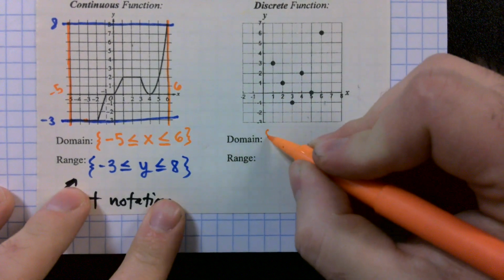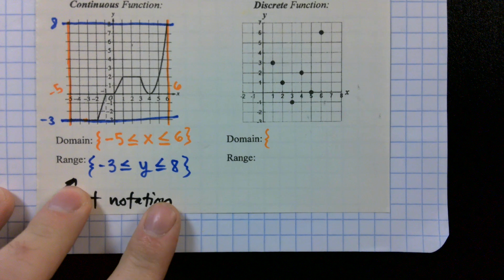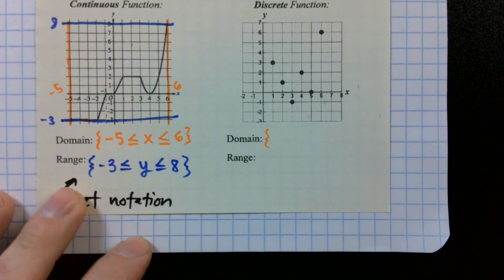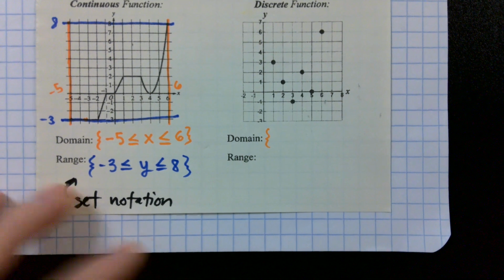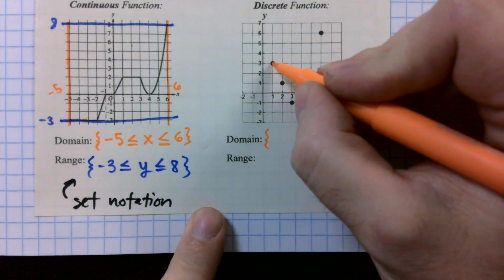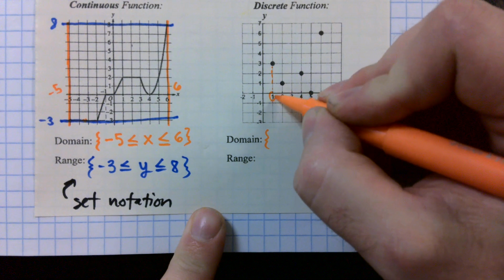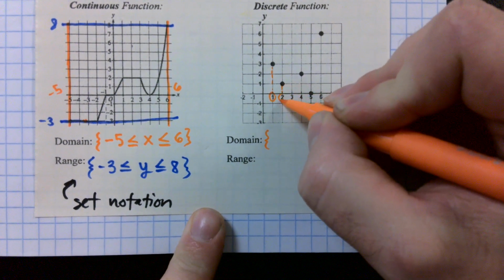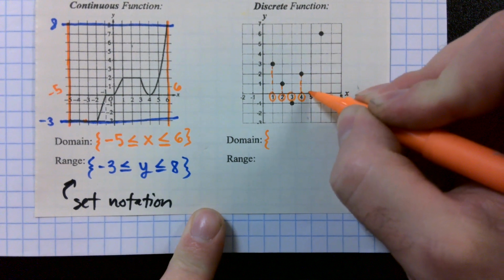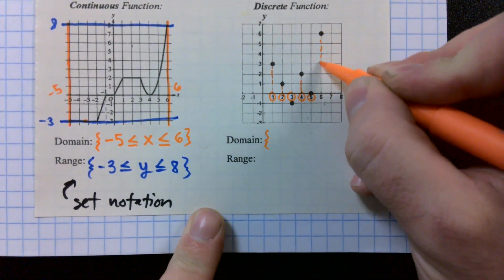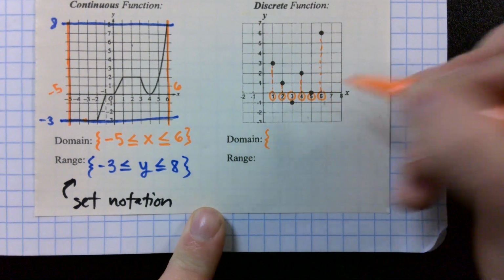For my domain, again, that's my x coordinates. What are all the possible x coordinates you see on this graph? Liana? 1 to 8. So inputs are x values, right? Here's a point, I look down, my x value is 1. Here's a point, I look down, my x value is 2. I've got 3. I've got 4. I've got 5. All the way down, I've got 6.